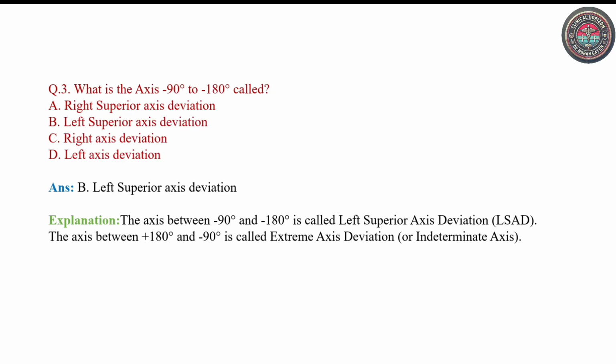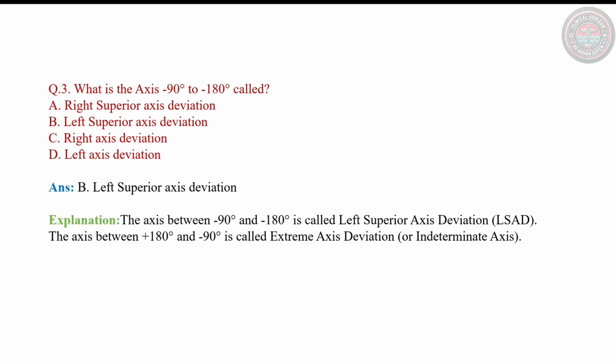What is the term for an axis between minus 90 degrees and minus 180 degrees? The correct answer is left superior axis deviation. An axis between minus 90 degrees and minus 180 degrees is referred to as left superior axis deviation, which falls under the category of extreme axis deviation. This pattern is often seen in conditions such as ventricular tachycardia, artificial pacing, or severe conduction disturbances.